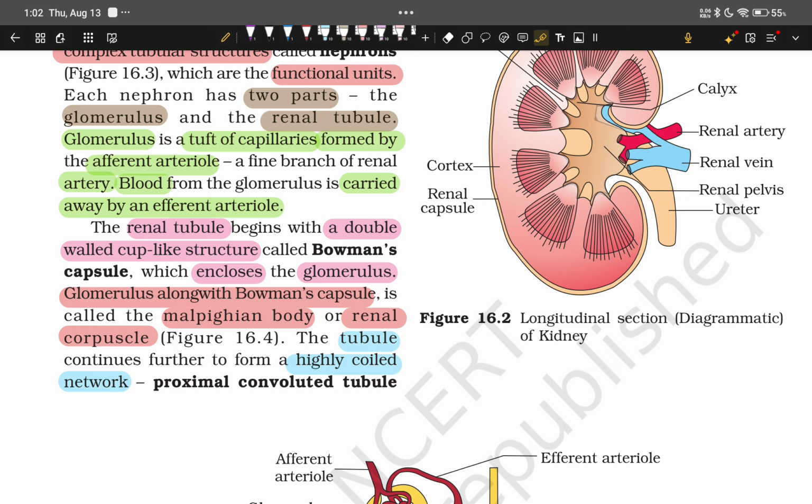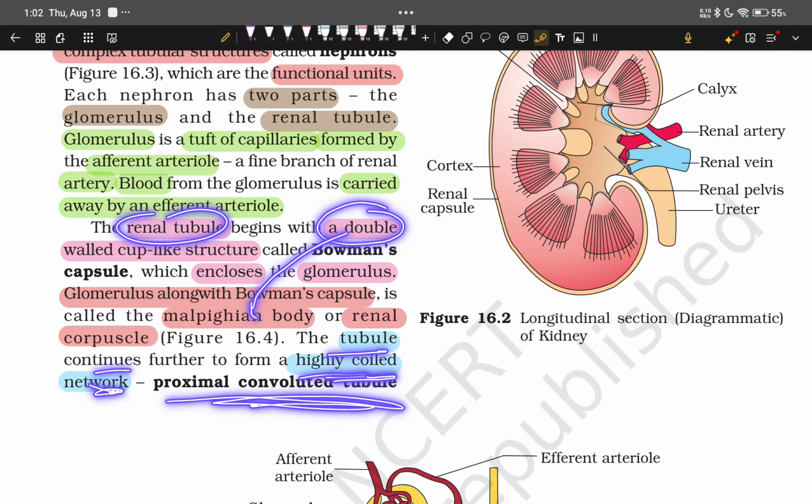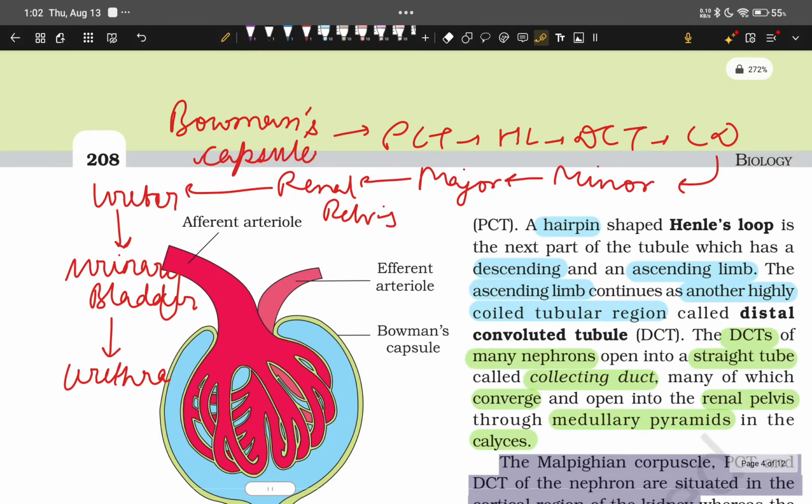Now renal tubule begins with Bowman's capsule, and after that the tubule continues and forms a highly coiled network, which is the proximal convoluted tubule, and then from there we have a hairpin structure which is called Henle's loop, which has both descending and ascending limb. The ascending limb again continues to form a highly coiled tubular region which is called distal convoluted tubule. Now DCTs, which are distal convoluted tubules of many nephrons, open into a straight tube which is called collecting duct.